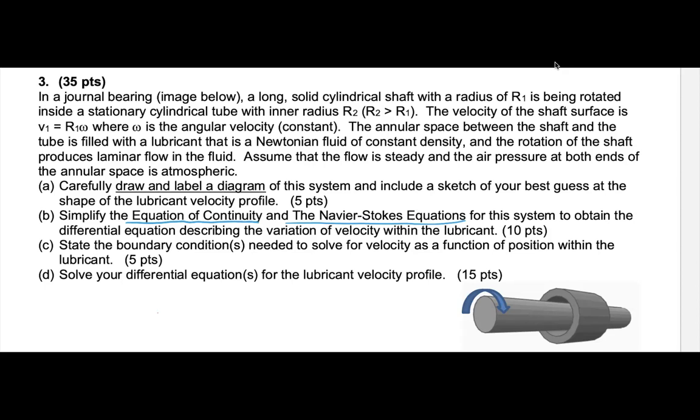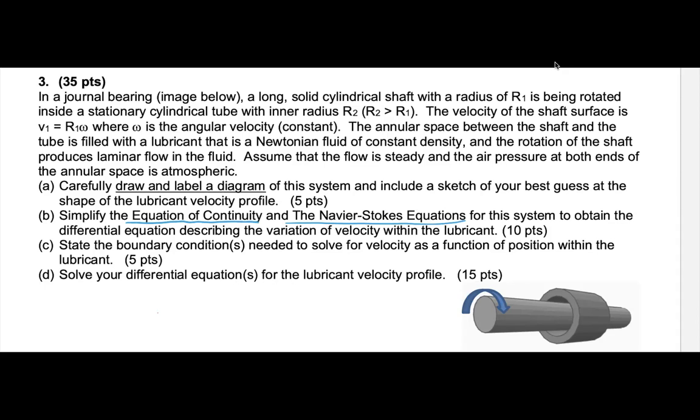The annular space between the shaft and the tube is filled with a lubricant that is a Newtonian fluid of constant density, and the rotation of the shaft produces laminar flow in the fluid. Assume that the flow is steady and the air pressure at both ends of the annular space is atmospheric.